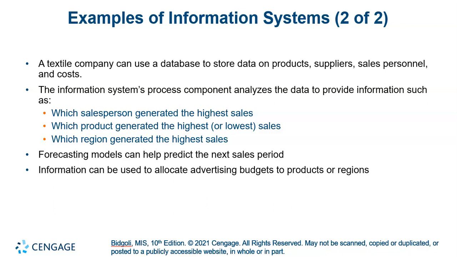If we're a textile company, same thing. We're using a lot of this raw data coming in and having good information. What salesperson is generating the highest sales or who's generating the lowest sales? What product is generating the highest or lowest sales? What region is outperforming? If the Northeast is outperforming more than any other region, but we have the most sales associates in the Southwest, maybe we need to reallocate where people are going.